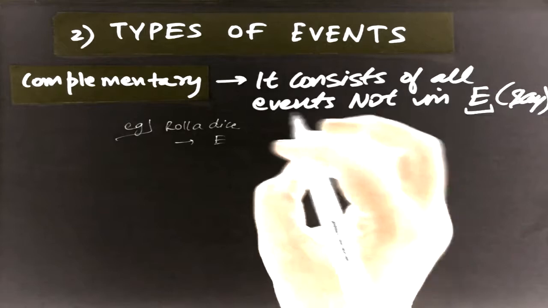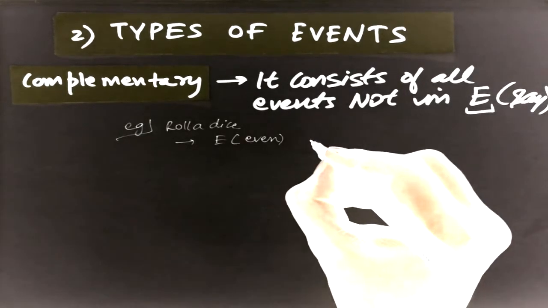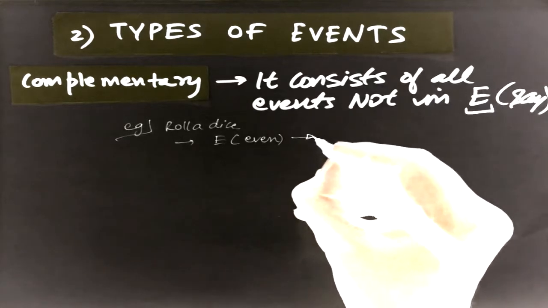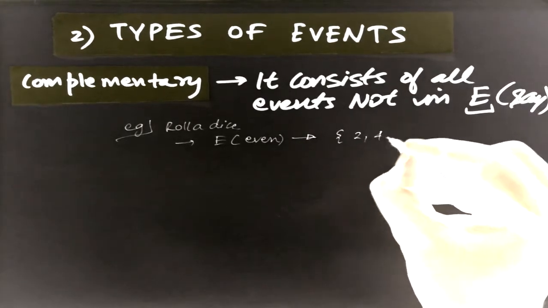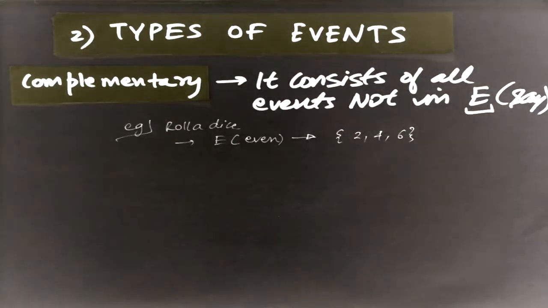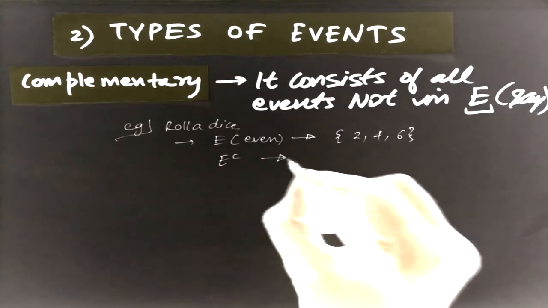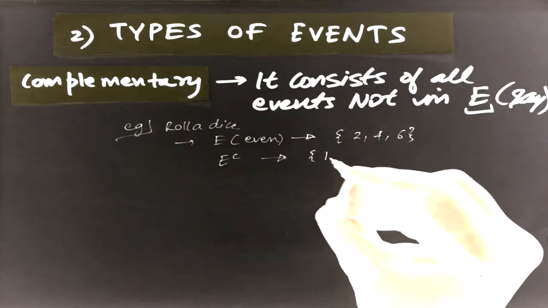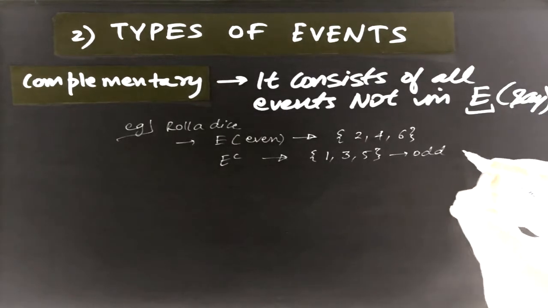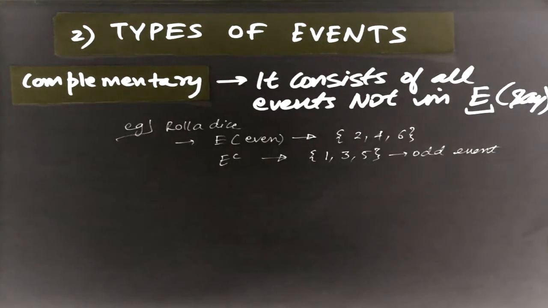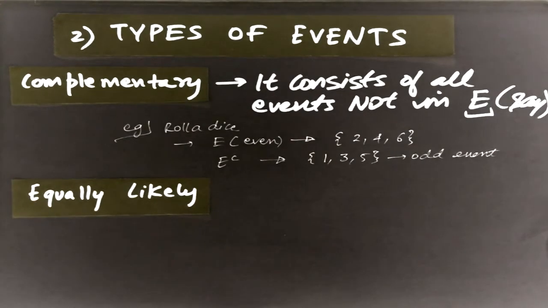If I say the event should be even, then 2, 4 and 6 will be the event. So the complementary of this event will be all that is remaining, that is nothing but the odd event. The other type of event is the equally likely event.